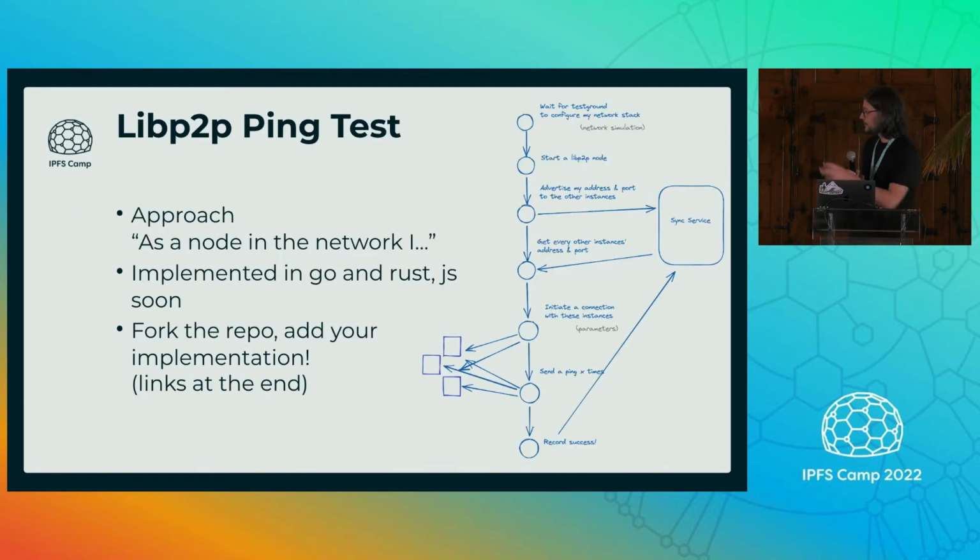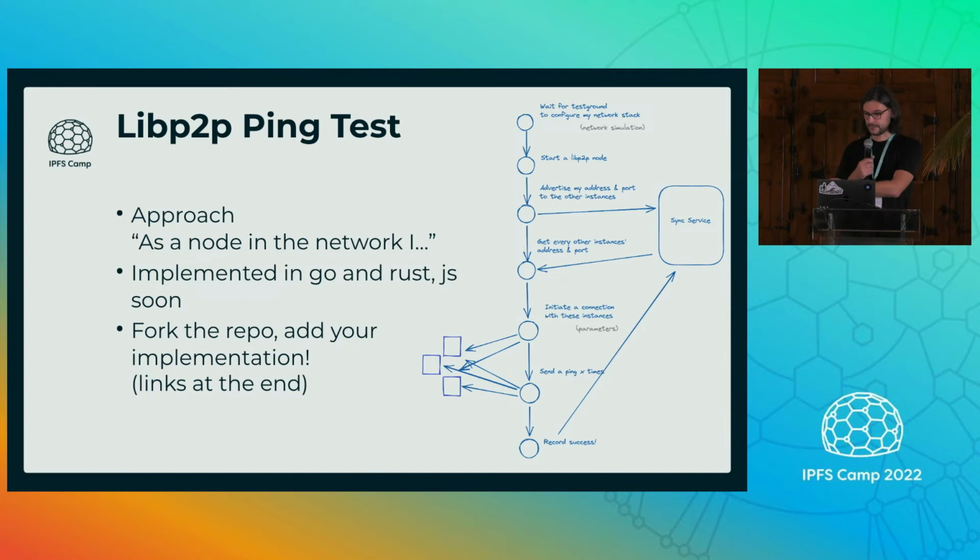So that's what the libp2p ping test looks like right now. It's very basic. As a single node in a network, I start a libp2p instance. We're using Docker, so every instance gets its own isolated network interface. Then, still as one node in the network, I send my IP and my libp2p ports to other instances in the network. Everyone does the same, and we all learn about each other's addresses via the Testground synchronization service.